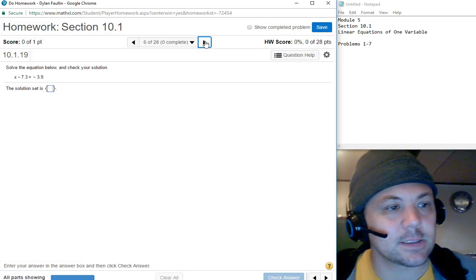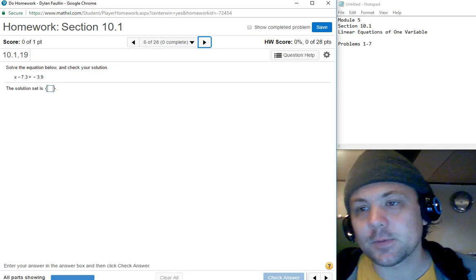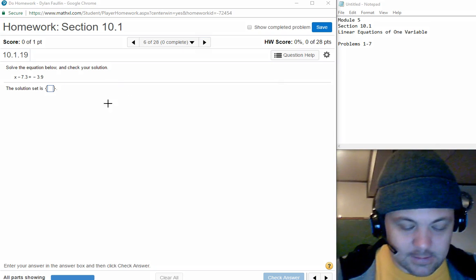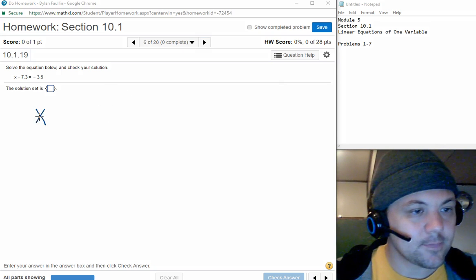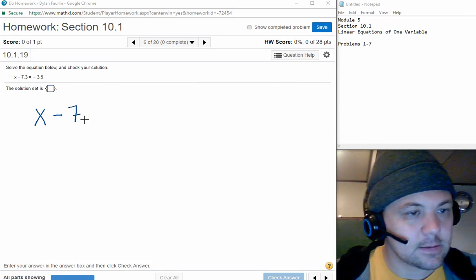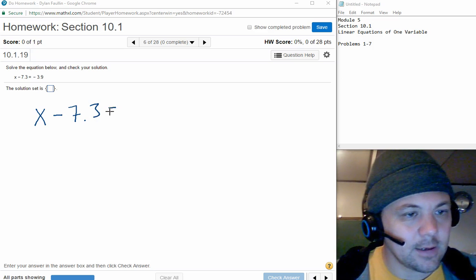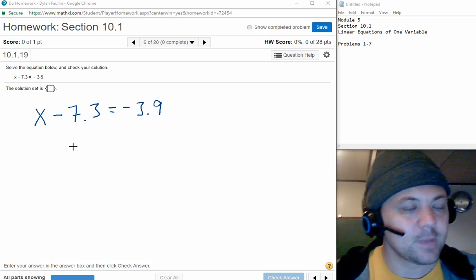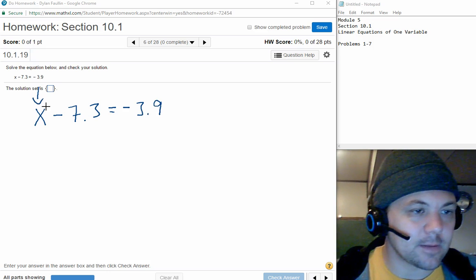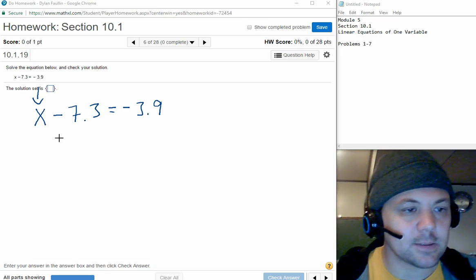Let's see. So number 6. Same thing, but with decimal numbers. So I was wrong. Let's take a look at this. We have x minus 7.3 equals negative 3.9. So really nothing different about this problem than the ones we've done so far.